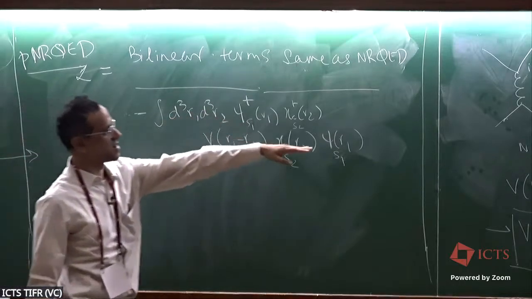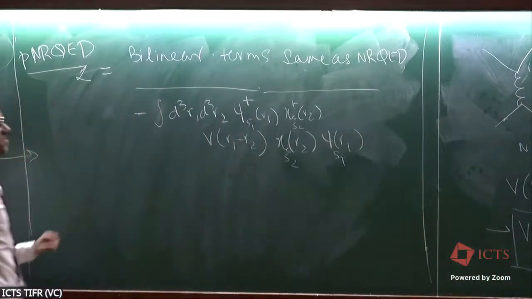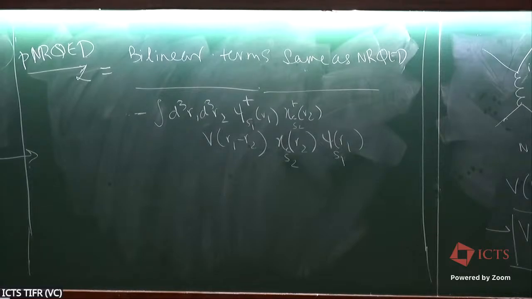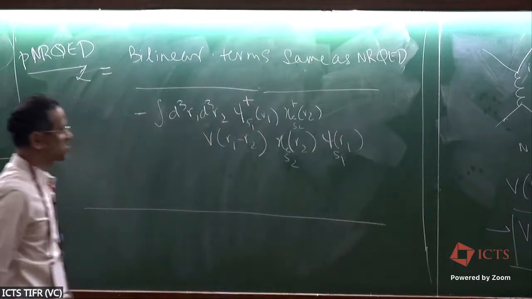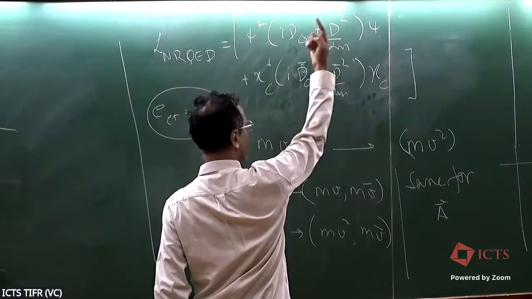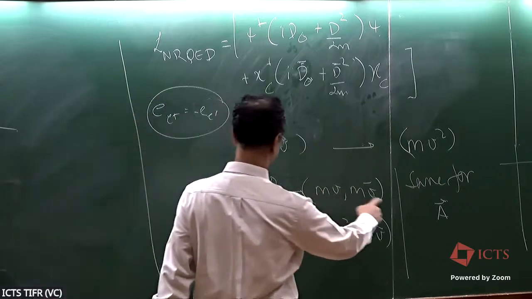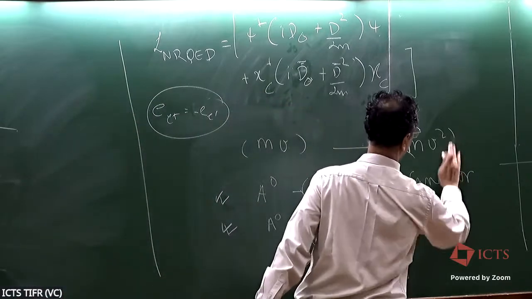Just to get matching between NRQED and QED, I need to have an extra term in my Lagrangian, which is of this form. That almost gets me all the way to NRQED. There's just one additional piece of information that I need to use, which is that now there's a restriction that all the fields that appear in D0 and D vector have to have wavelengths which are of the order of mv squared.